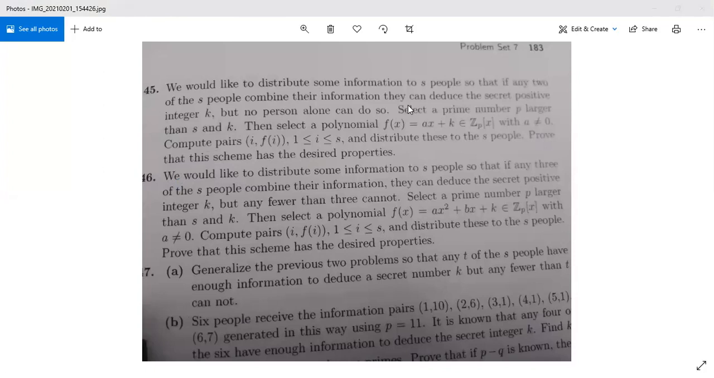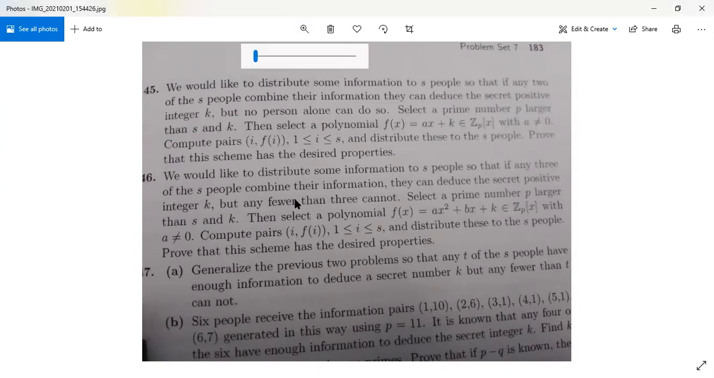Suppose you would like to have at least three people to be available. So you have some secret K, you want to distribute it among n people. If any three of them are available, we should be able to reconstruct the secret. Anything less than 3, we should not be able to. So here is problem number 46.